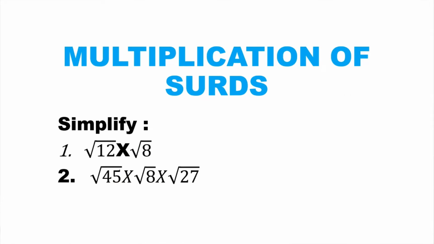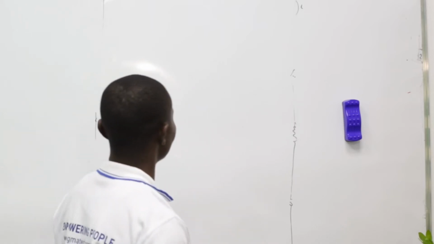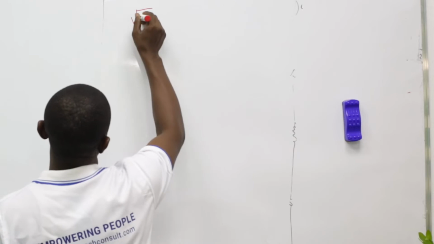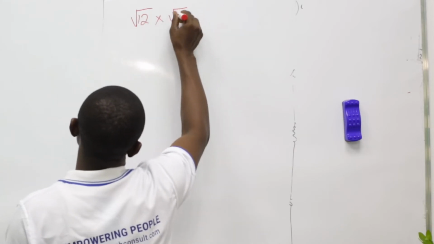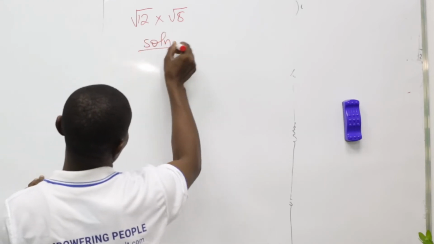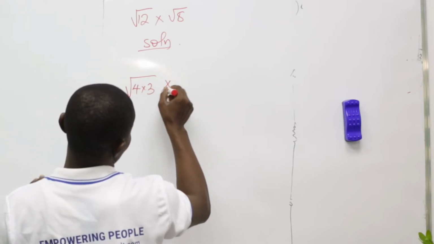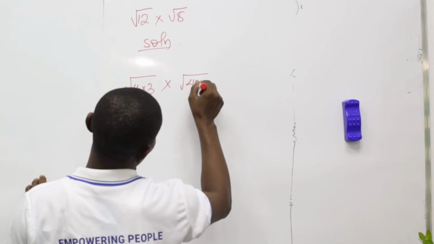Multiplication of surds. Like I said earlier, during addition and subtraction, you must consider if the surds are similar or not. But in the case of multiplication, you don't consider if they are similar or not similar. Just as you have root 12 multiplied by root 8, you don't have a problem. But the only thing is that you must go back to the foundation. Root 12 means 4 times 3. You must figure out a perfect square, while root 8 means 4 times 2.